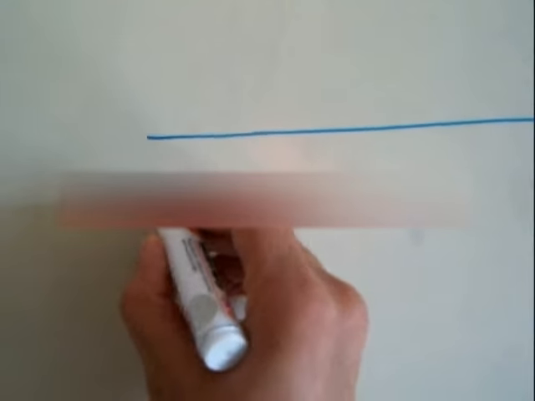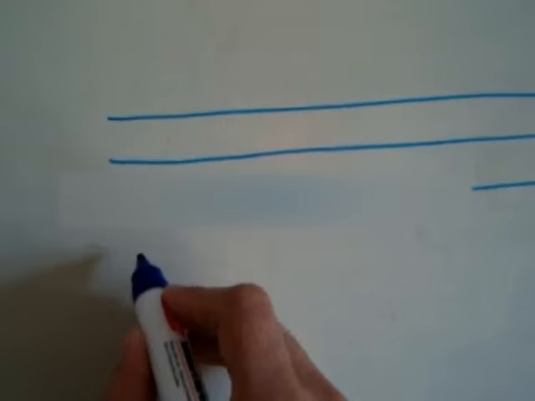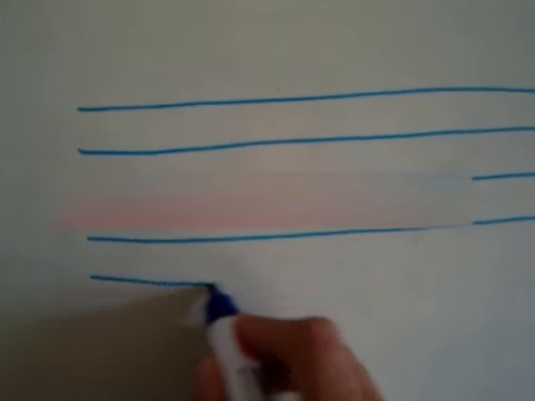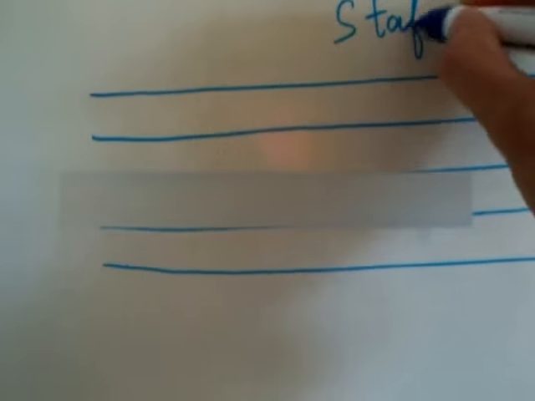1, 2, 3, 4, and 5. And these 5 lines are called a staff.